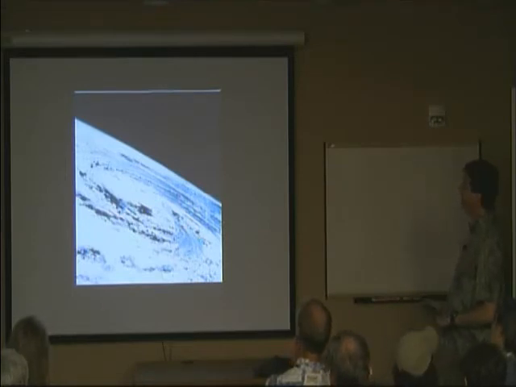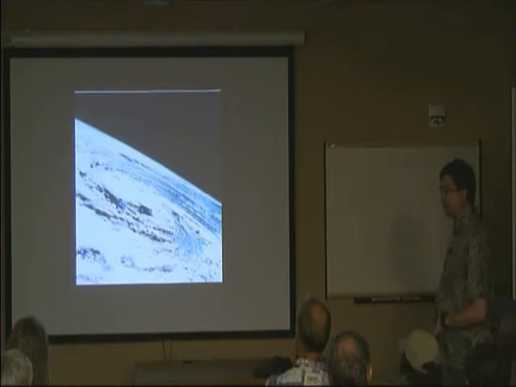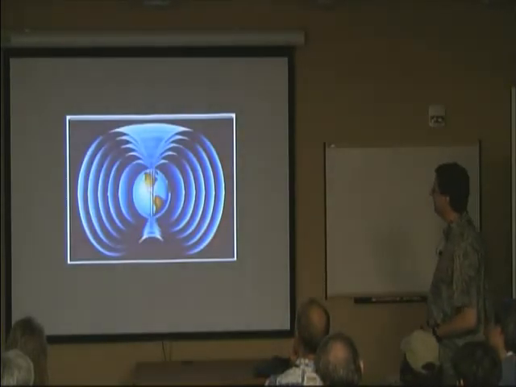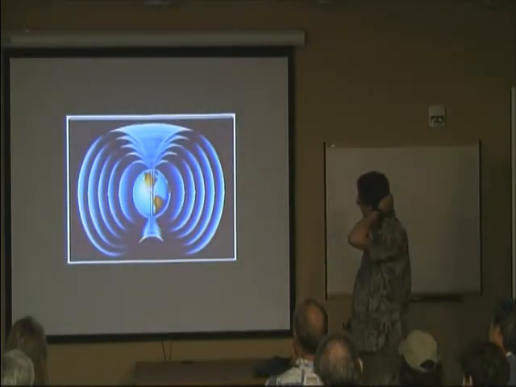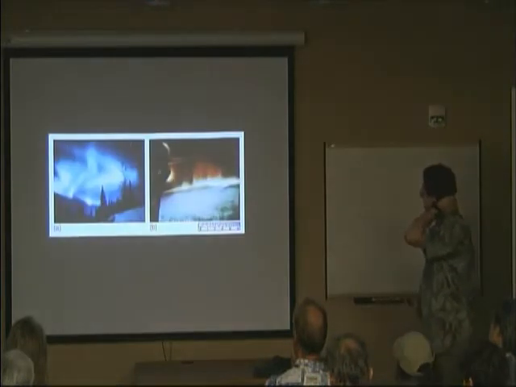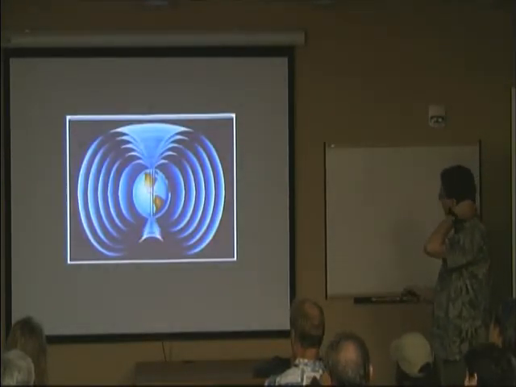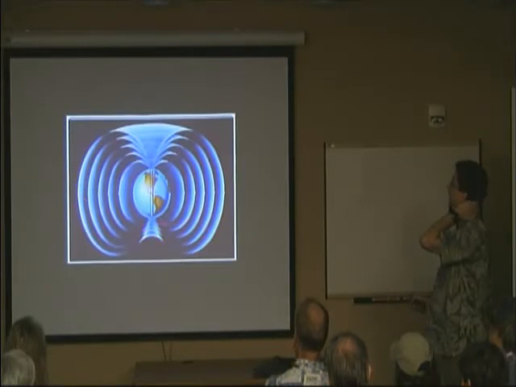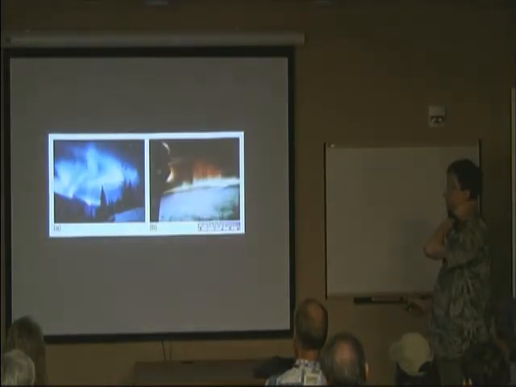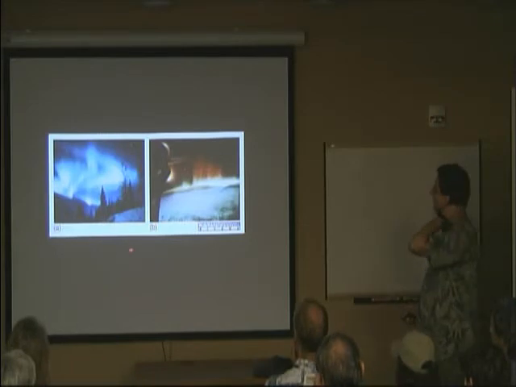This is a hurricane on Earth, and I would like you to keep this image because I will return to this image later when we see Jupiter. Earth has a magnetic field, you know that. Because of the interaction of solar particles with our magnetic field, we have the aurora.